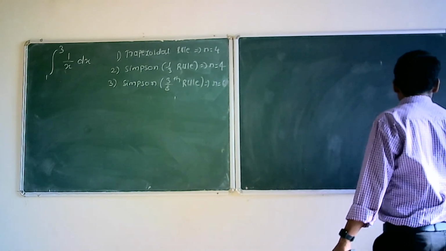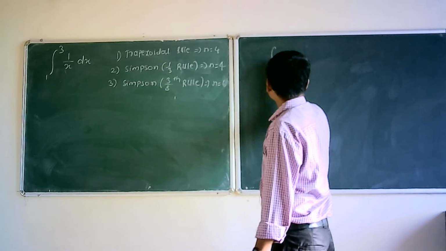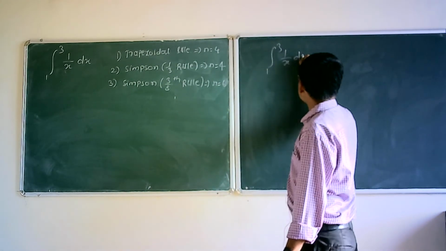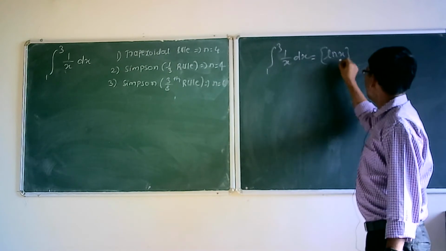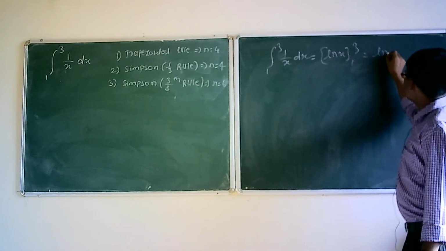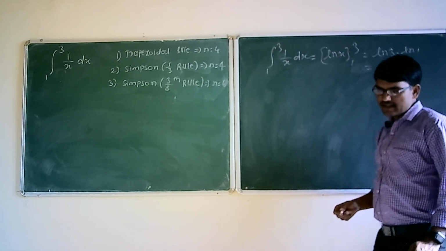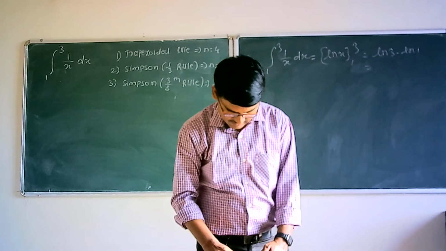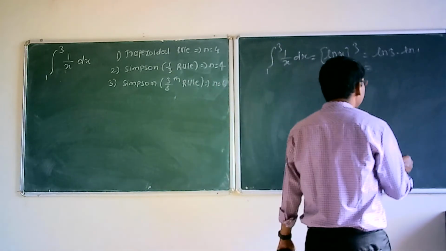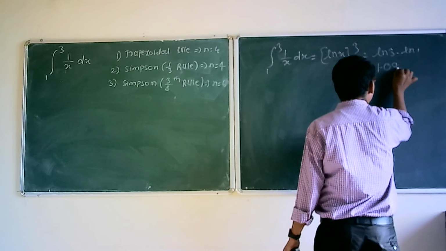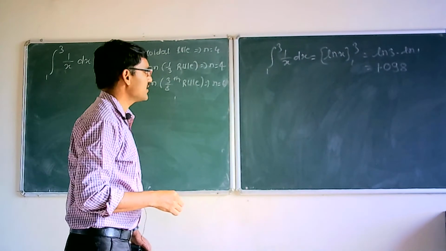Okay, so for the exact value, we want to solve this integration from 1 to 3 of 1 upon x dx. So to solve this, we know the integration is ln x from 1 to 3. So it is ln 3 minus ln 1. We know that ln 1 is 0. So what is ln 3? ln 3 is 1.098 and so on. So this is the exact value of this integration.